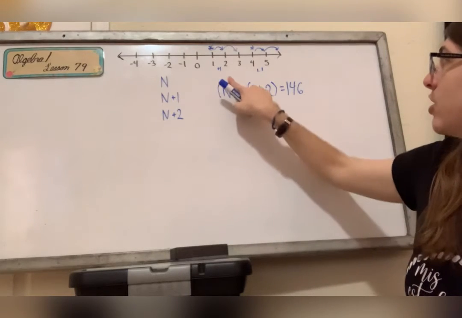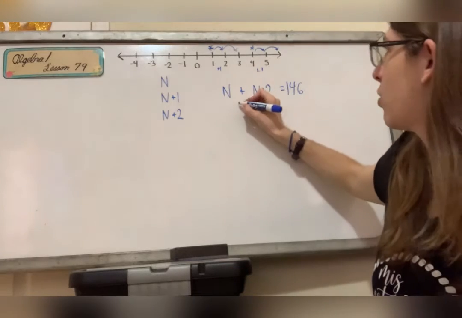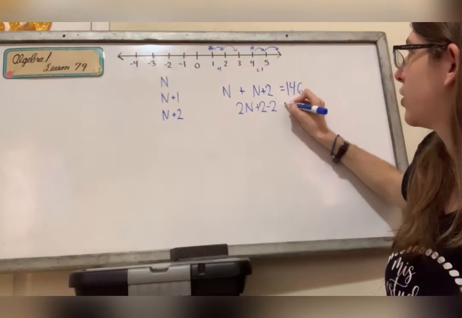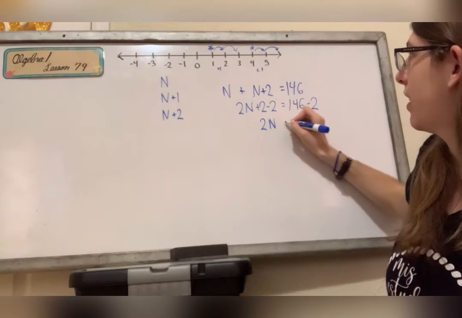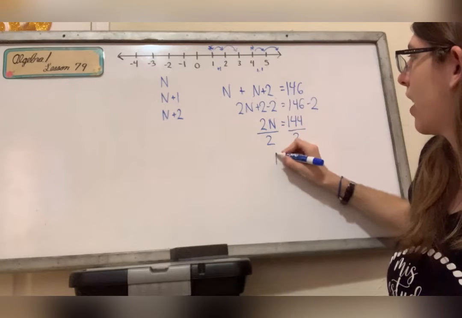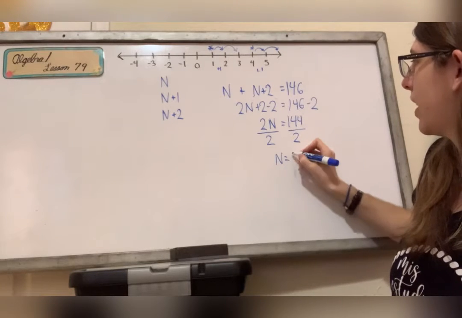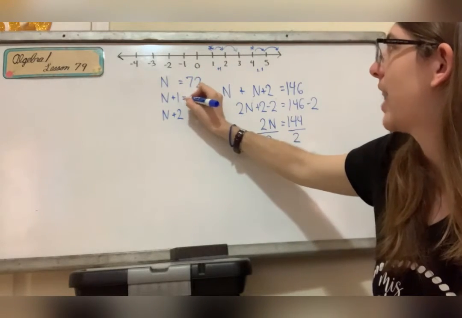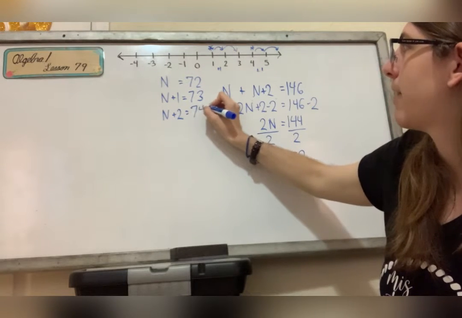So now I need to simplify. Since I have positives, I can just drop my parentheses. N plus n I know is 2n. So I have 2n plus 2. I'm going to subtract 2 from both sides so I can work on getting n by itself. So now I have 2n equals 144. Divide 2n by 2. So n equals 72. So that means the first number is 72. The second number would be 72 plus 1, so it's 73. And the third number would be 74.